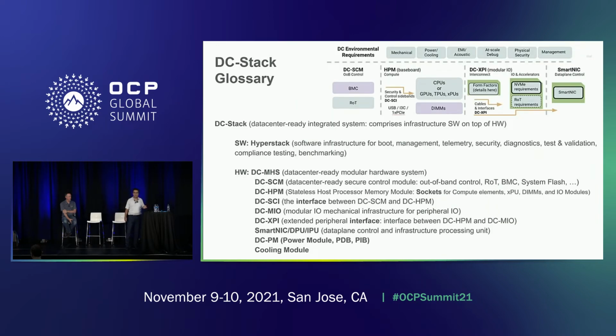So for that, we have come up with some taxonomy so we can identify the work that we need to do, organize our work. High level, DC Stack is the umbrella. For that, we need software, Hyperstack, is the software ingredients, infrastructure software. And the hardware elements we have identified here.